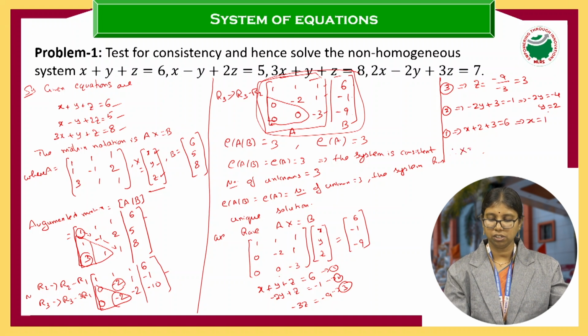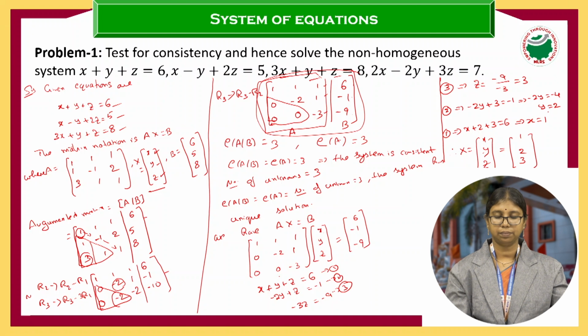So what is the solution? The unique solution, capital X, is x, y, z. That is x is 1, y is 2, z is 3.